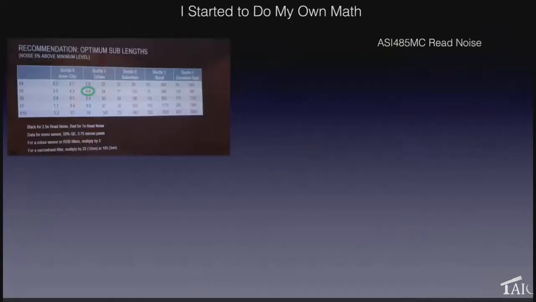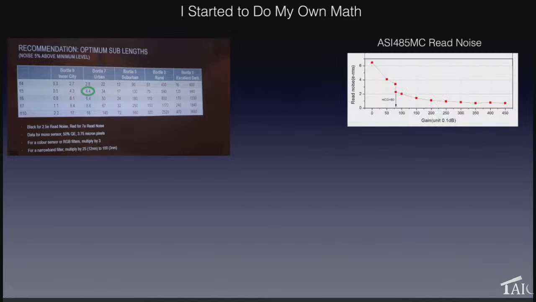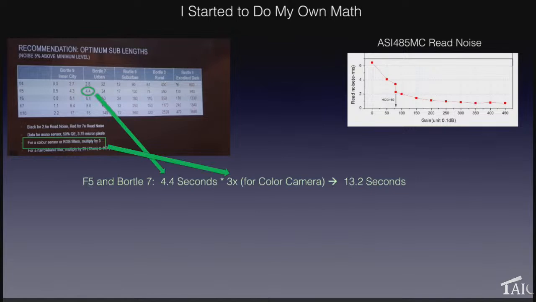And so I did the math on my camera. I looked up his table that says if you're in Bortle 7 skies and you have an F5 telescope, you start with, in a mono camera, 4.4 seconds. Then you can do a bunch of modifications based on your camera. You look up your own read noise of your camera, which I have over here on the right. I'm an F5 telescope, Bortle 7, that's 4.4 seconds. He says you have to multiply that by 3 for a color camera. So I'm up to 13 seconds.